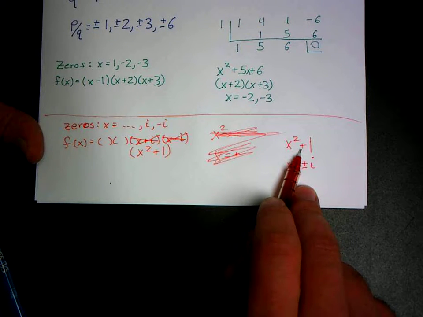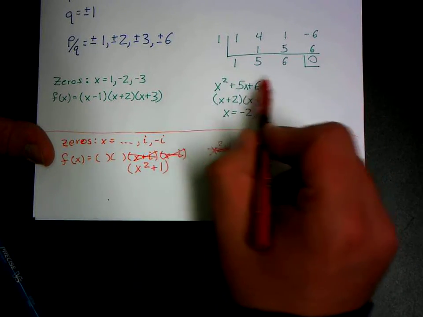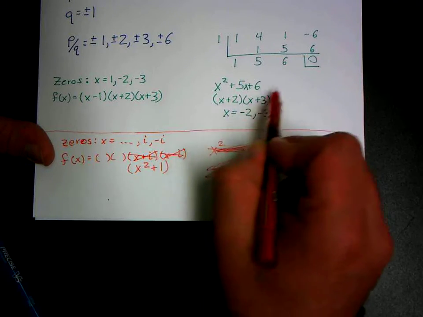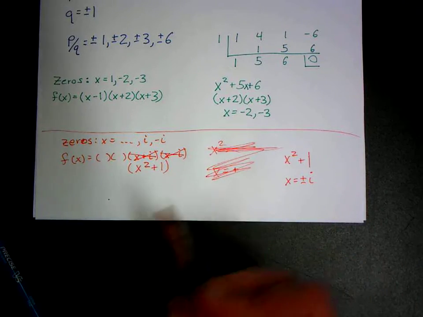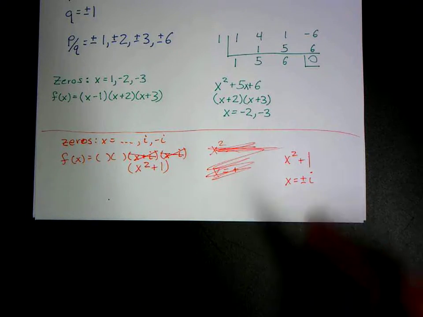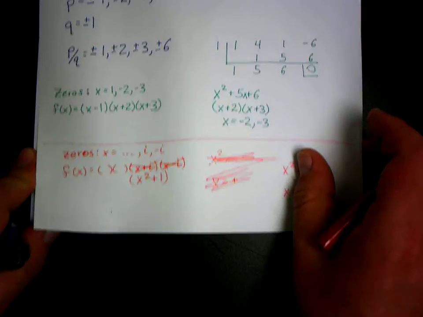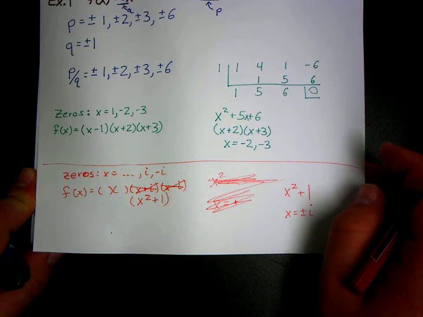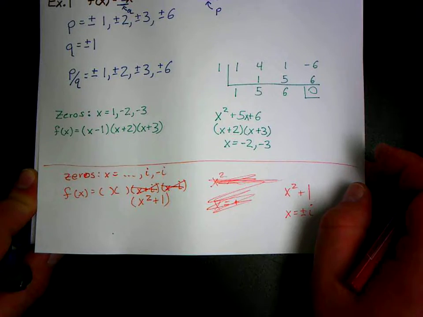Your book will disagree with that. I don't care what your book says. Factors should never have i's or square roots in them. So this here, if it's not factorable, this is your last factor. If it is factorable, great. Then here's your factor. But if you have to use the quadratic formula to get something with square roots in it, then this was your last factor. All right, are we okay? Can I move on to do another one? Okay.